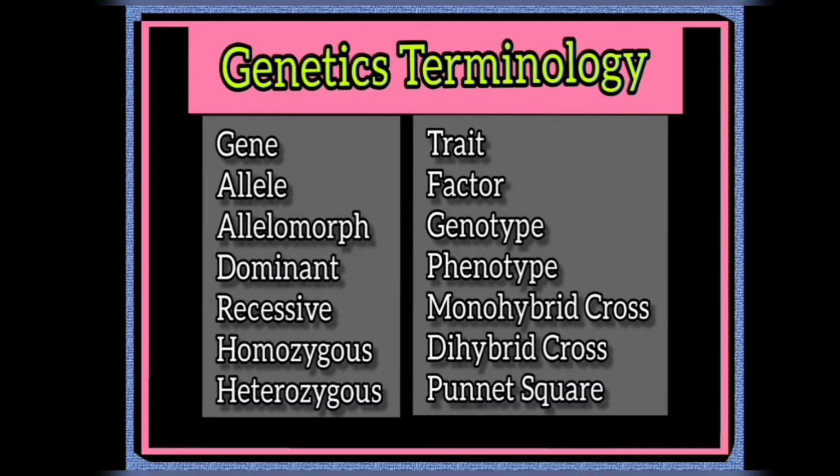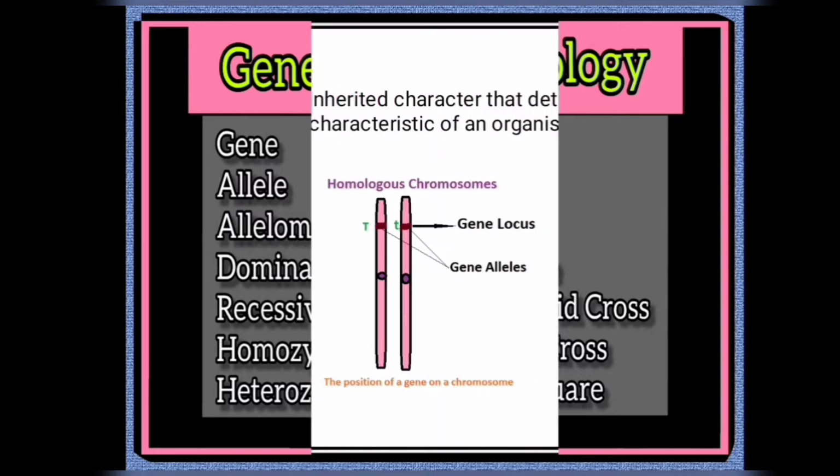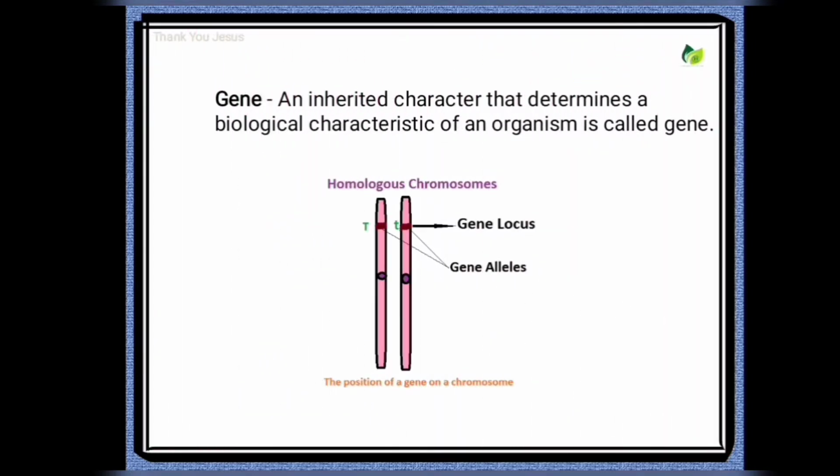So let's see the terms one by one. The first term is gene. Gene is an inherited character that determines a biological characteristic of an organism. So, look at the picture carefully. Gene is a unit of chromosome that determines a specific trait or character in an organism. It is nothing but a unit of DNA.